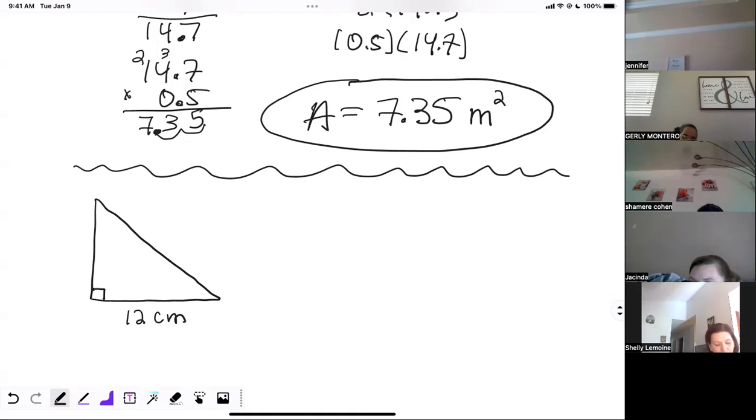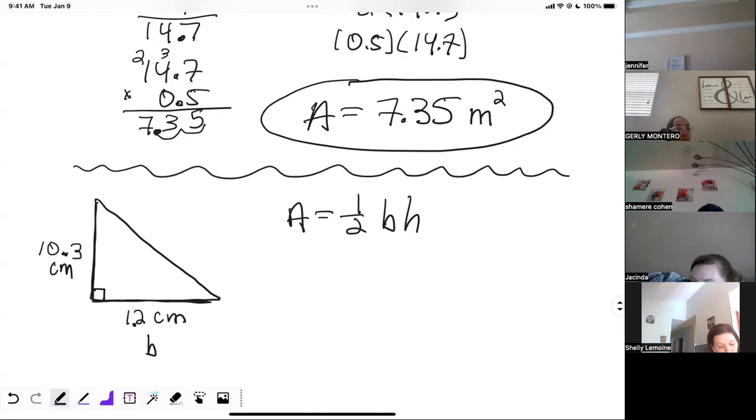And this is going to be 10 centimeters, 10, not 12, 1.2. Let me do decimals, that'd be nice. 1.2 and 10.3 centimeters. And we want to find the area. So the area is a half base times height. Now, this is my base, because that's my bottom base, right? This would be my height because it's perpendicular. This is my H. So area is a half base 1.2 times height 10.3.